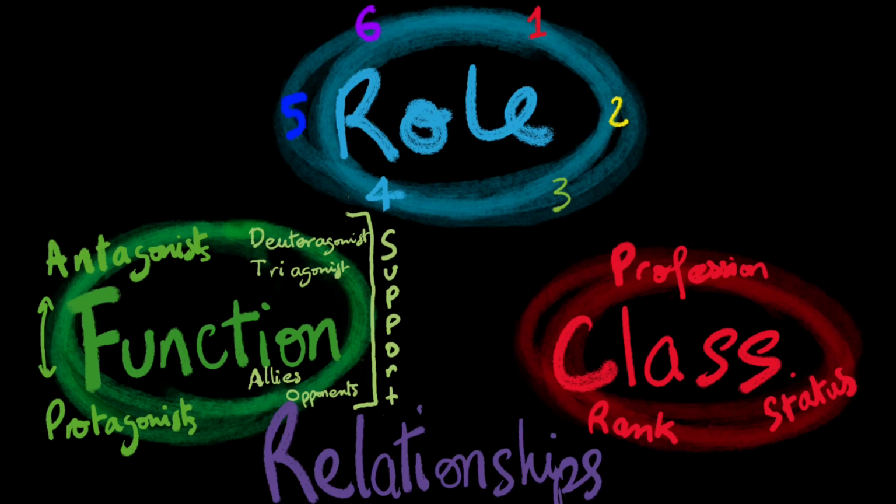The function is the most common kind of classification of characters. You have protagonists and antagonists mainly, and as secondary characters or support characters you have deuteragonists, triagonists, allies, and opponents. These are the functions of the character.